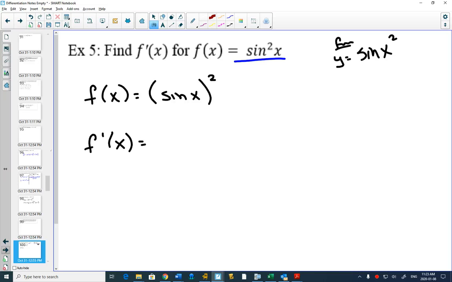my outside function is the squared. That would come out in front. Subtract 1 from the exponent. You wouldn't need to write that 1, but you could. Multiplied by the derivative of the inside function. What's the derivative of sine? Positive cos.